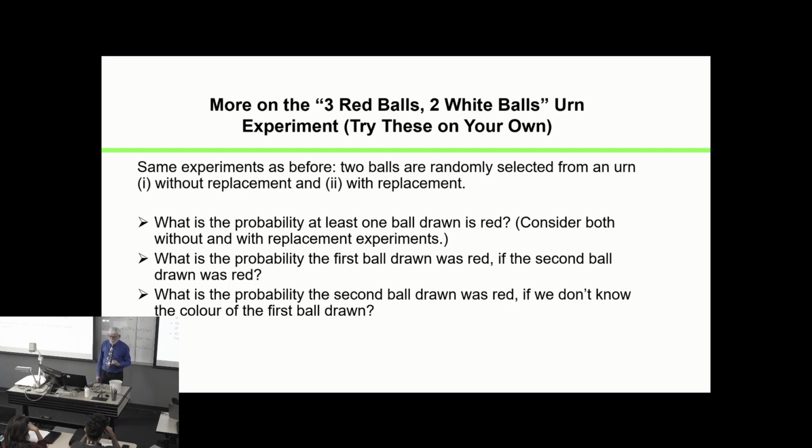What is the probability the second ball drawn was red if we don't know the color of the first ball drawn? That's such an easy question when we sample with replacement. What happens if we sample without replacement? If we sample without replacement, we know the probability the second is red depends on what we pulled on the first ball. Because that probability of the second is red is one probability if the first ball drawn is red, and it's a different probability if the first ball drawn is white. So how are we going to answer that question?